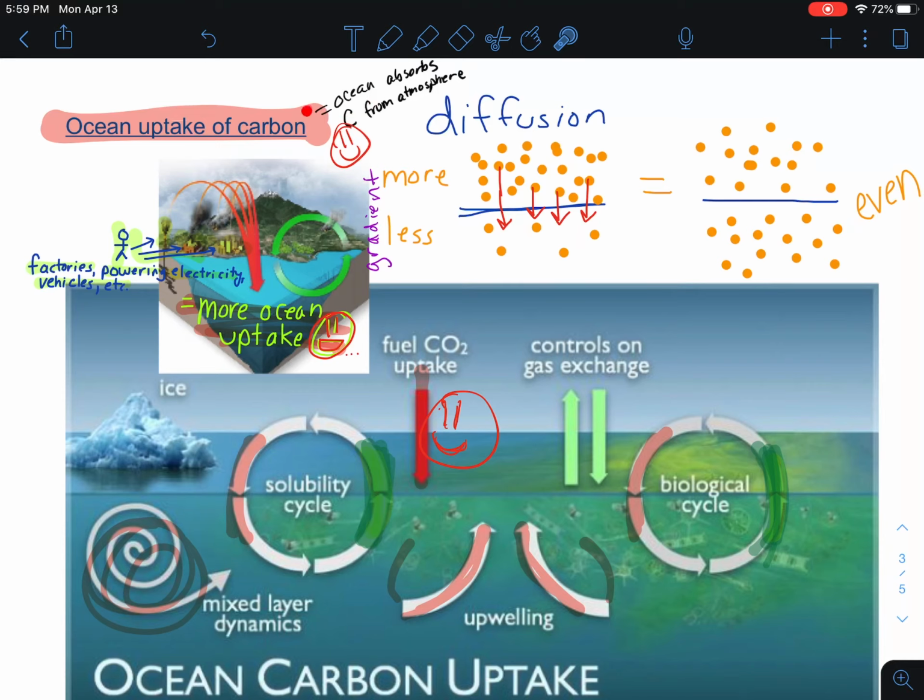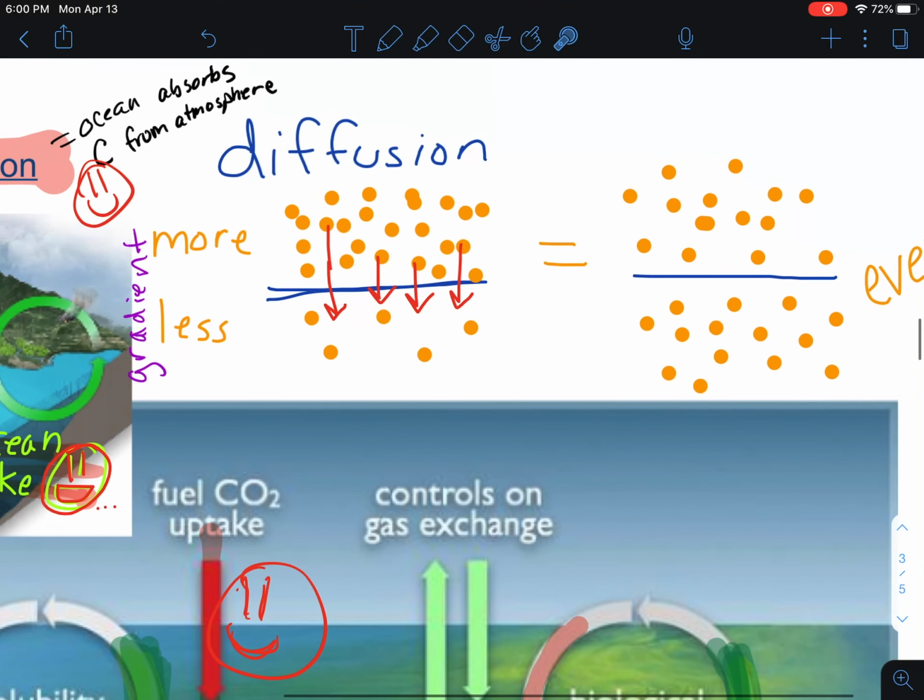Smiley face in red. We've highlighted it in red because this is a carbon sink. This is pulling carbon out of the air. It happens through a process called diffusion. Diffusion is a passive process, meaning there is no energy necessary to make this happen.